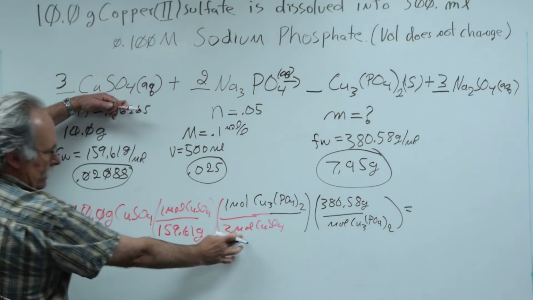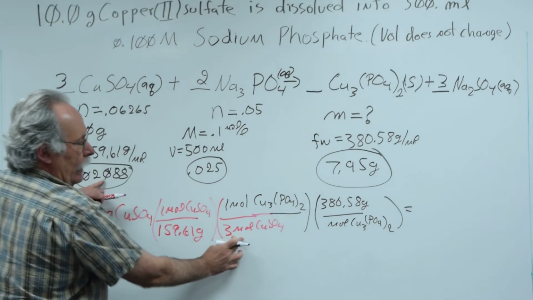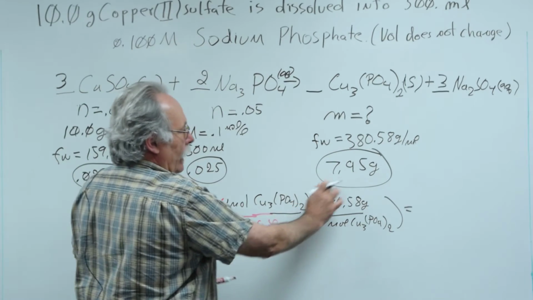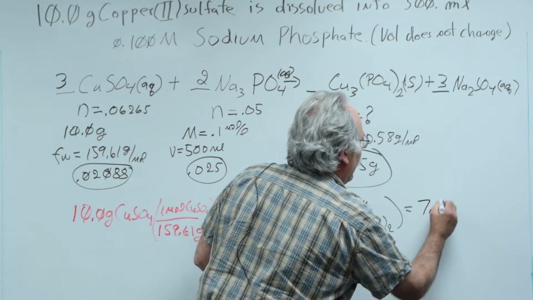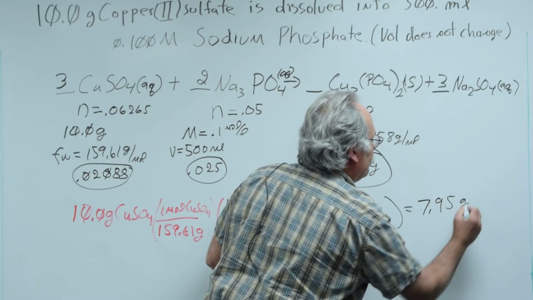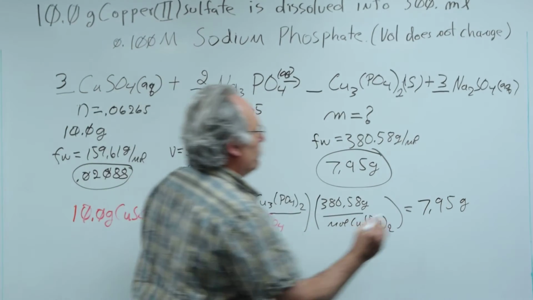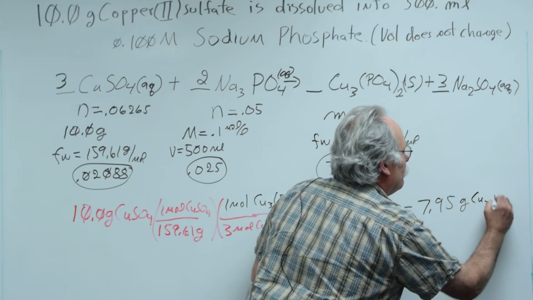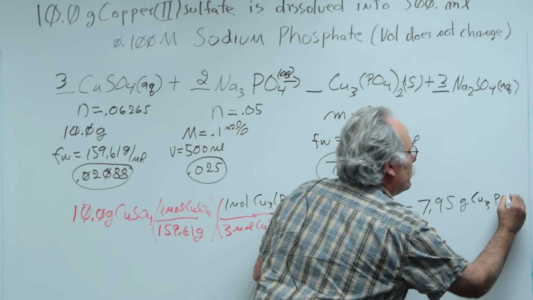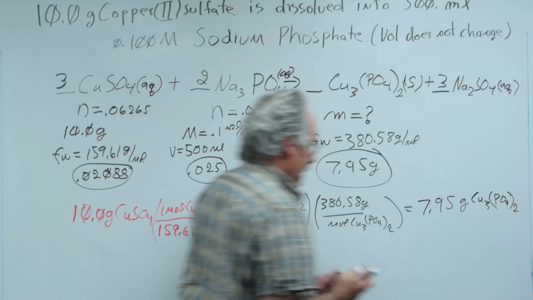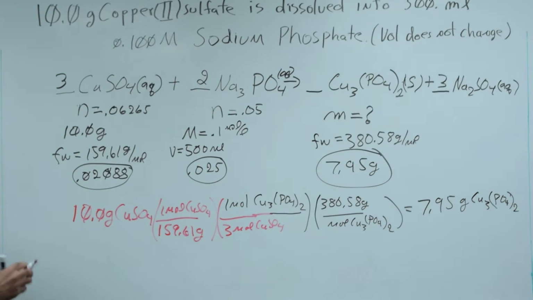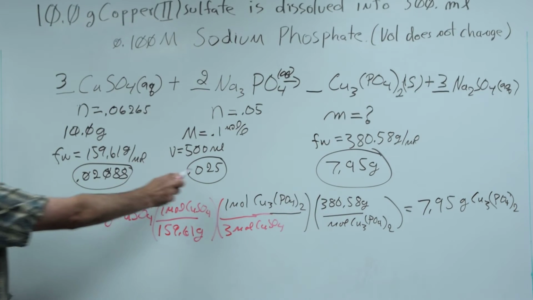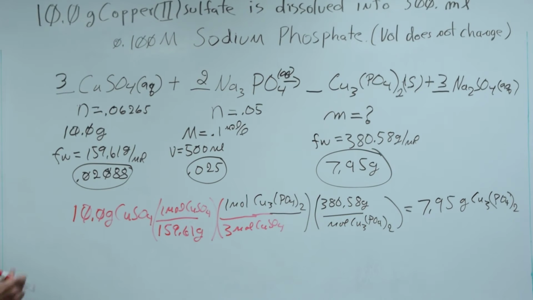When I take this number and divide by this, I come up with this number. When I divide by 3, I come up with this number. And when I multiply by 380, I come up with this number. So the value is 7.95 grams of Cu3(PO4)2.